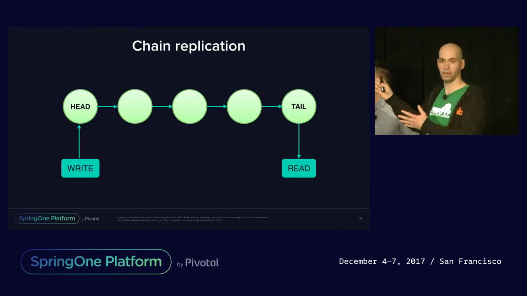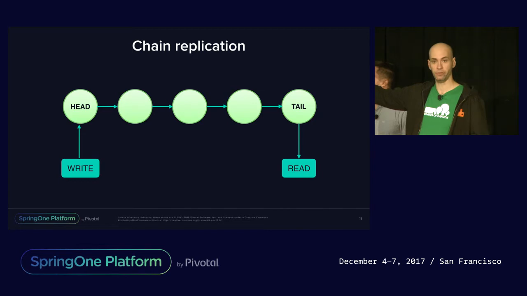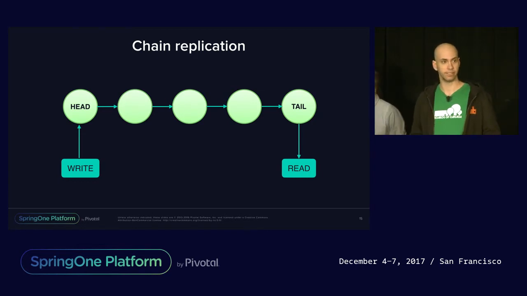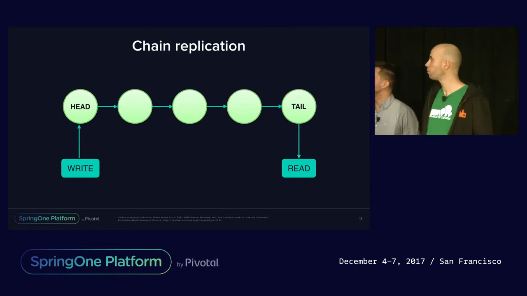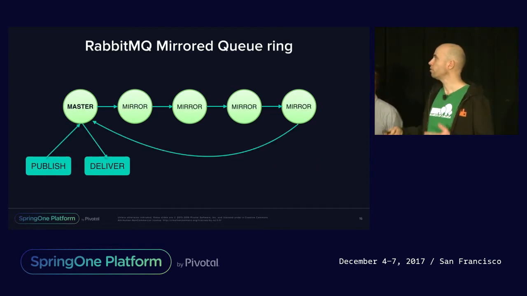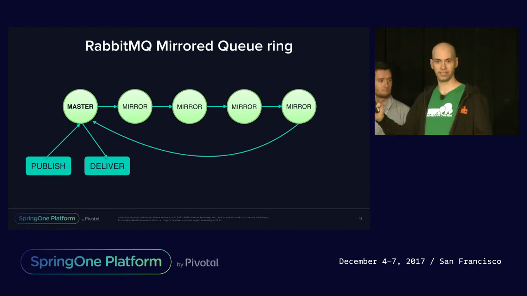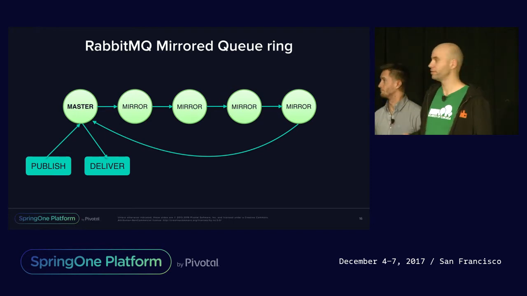And if you want a dirtier read, you can read higher up the chain if you choose to. You can read from the master to get the very latest data that is coming through. RabbitMQ mirrored queues, as I mentioned, take a similar approach. We call the various actors masters and mirrors. And it's not a chain. Instead, it's a chain that wraps around where the tail is also the head, or the master node.